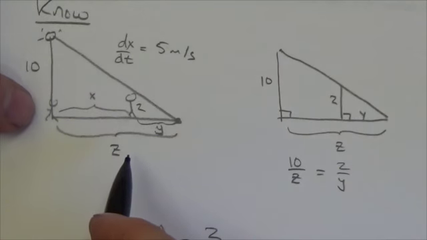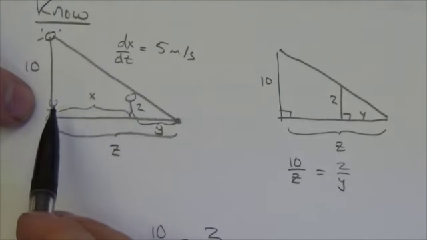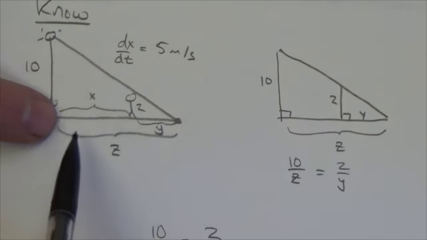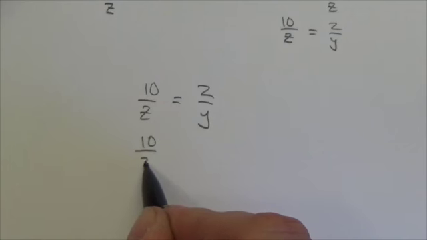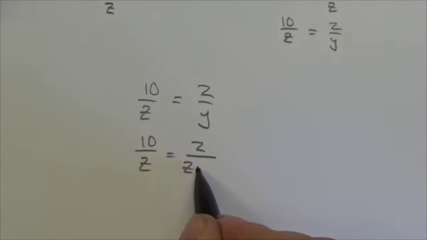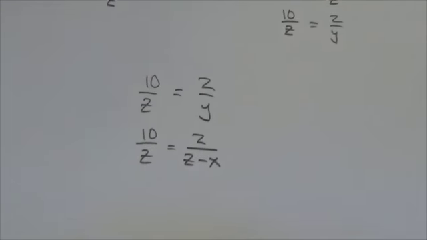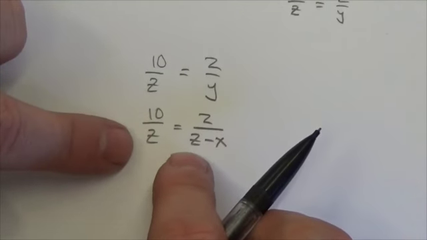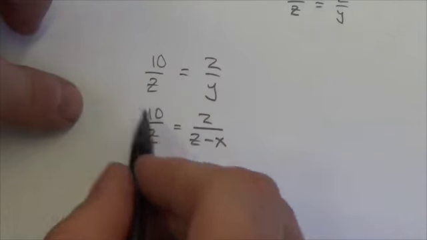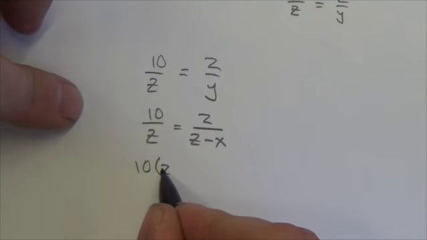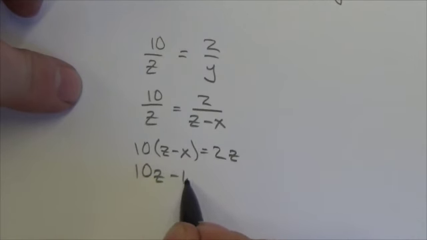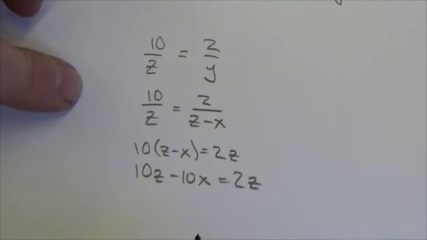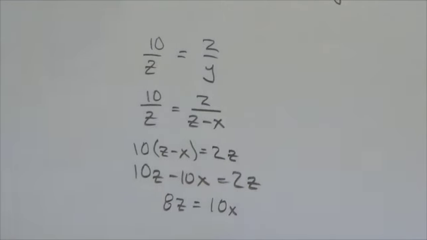Let's go back up to here. Well, I do know something about x. I would like something about x in there. Y, well, look at this. Y is just going to be z minus x. So I can actually replace that right now, and make this 10 over z equal to 2 over z minus x. Now I've got the variables in there that I'm interested in. I know I'm looking for dz by dt, so I've got z there, and I know what dx by dt is. So now I'm just going to multiply across. 10 times z minus x will equal 2 times z. We'll distribute that out: 10z minus 10x equals 2z. I'd be tempted to bring that 10x over and the 2z over, so that'll be 8z equal to 10x.